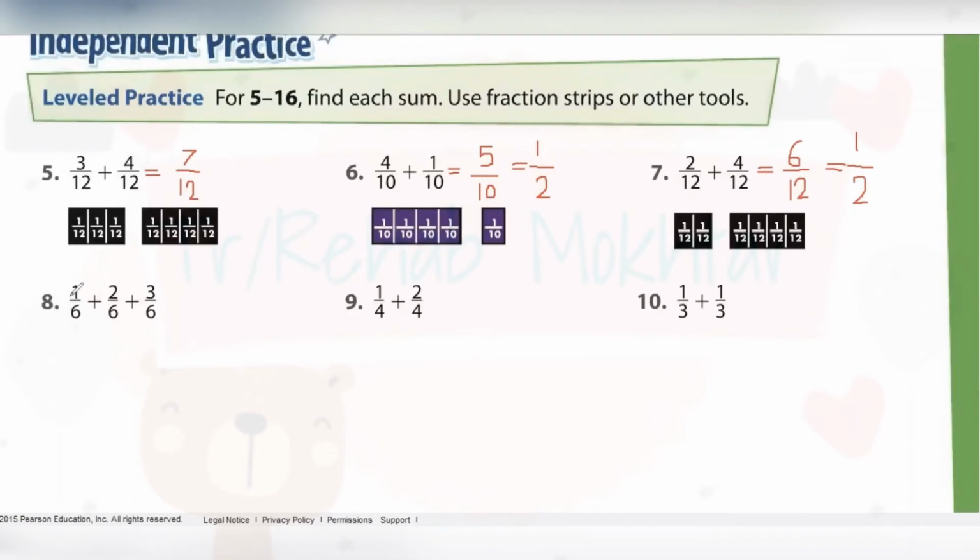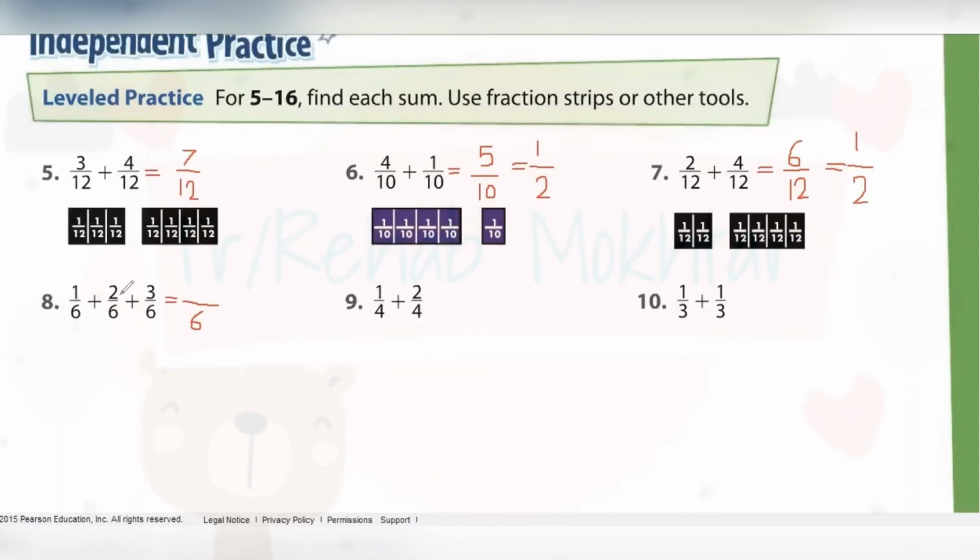Look here, we have 1 out of 6, 2 out of 6, 3 out of 6. We said before, if I want to add fractions, we must have the same denominator. Here we have the same denominator, 6. I will put it here. The first step, and so important a step, is to put the same denominator. After that, teacher, I will add the numerator.